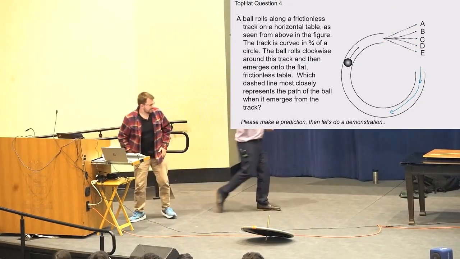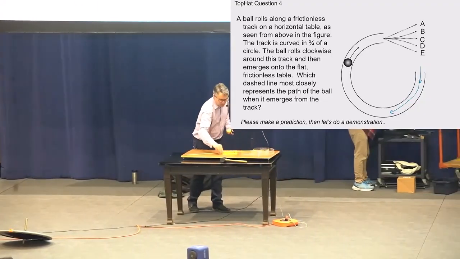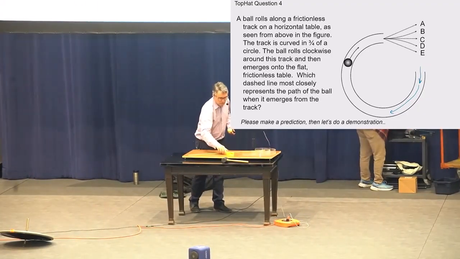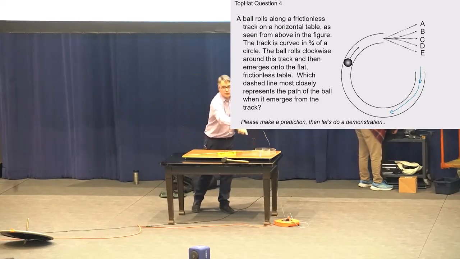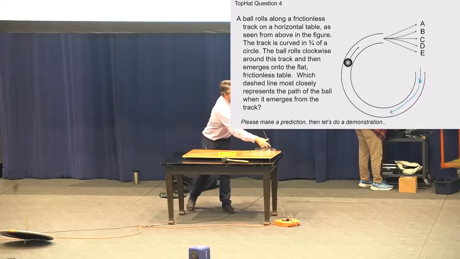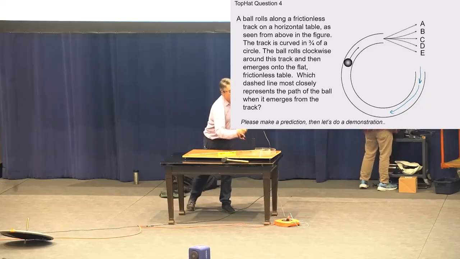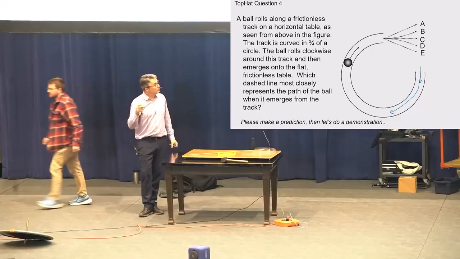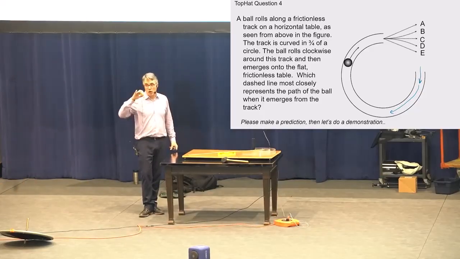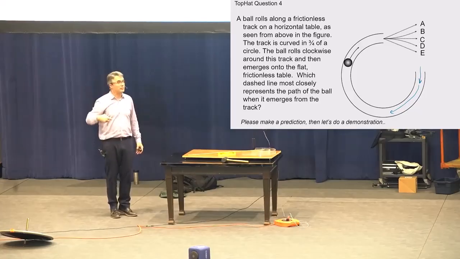So the situation is, I've got a horizontal flat table that John has bubble leveled, so that there's no rolling on it. And then this is going to be a top view with this GoPro down on the track. And the track is 3/4 of a circular path, and there's these walls which keep a ball on a circular path as it goes around it. So try to make a prediction. The ball rolls clockwise and then emerges onto the flat horizontal frictionless table, and you're looking down from above.